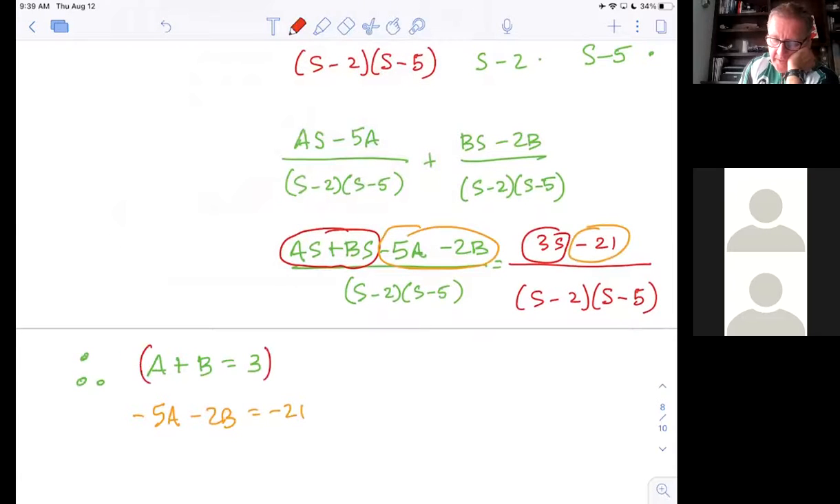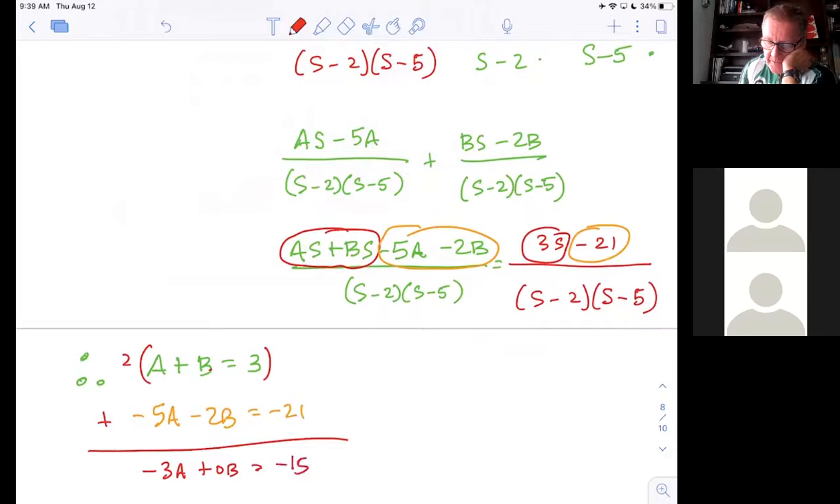If I multiplied this one by 2, then when I have 2b and negative 2b, I could add. So I have 2a and negative 5a, that'd be negative 3a. 2b and negative 2b, that'd be 0b's. So those are gone. And then 6 and negative 21 is negative 15. And so a would be 5. Came out easy. Came out nice. Well, if I put a as 5 back into this equation, doesn't that mean b has to be negative 2?